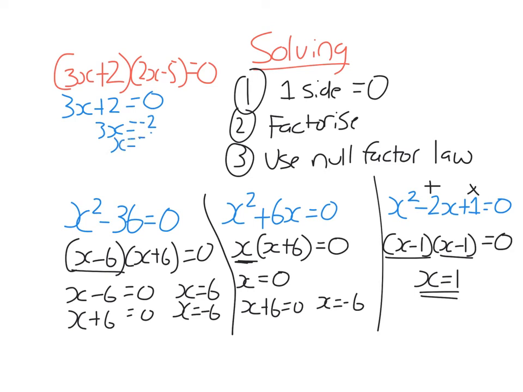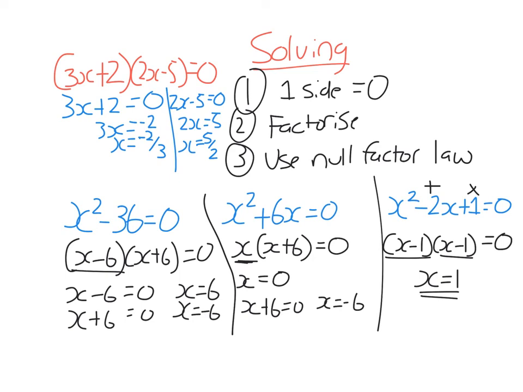That's one solution. And the second solution, if the second bracket equals 0, we have 2x minus 5 equals 0, add 5 to both sides, and divide by 2. So once again, we get two solutions. But I just wanted to point out, if it's already factorized like this, just go straight to step 3 and use the null factor law.